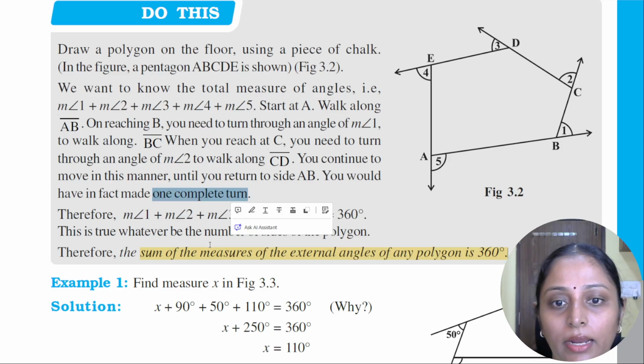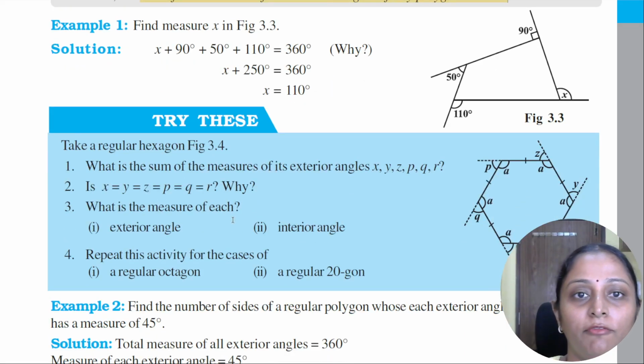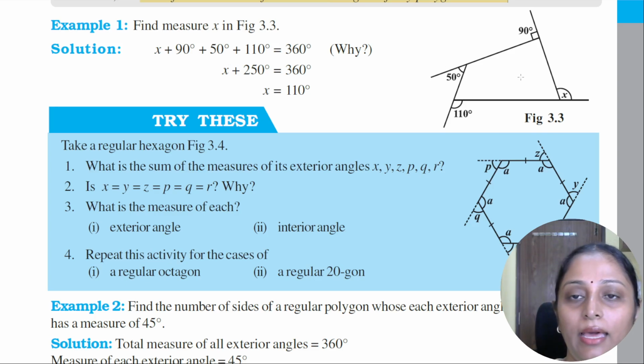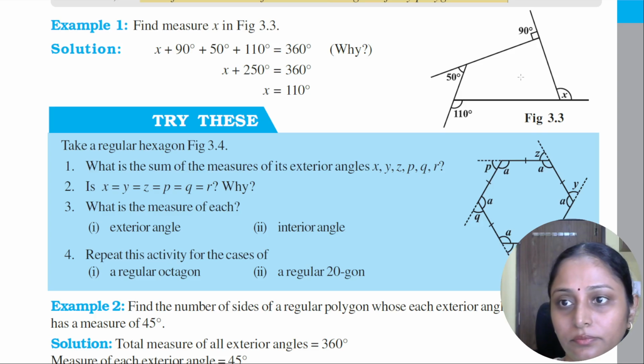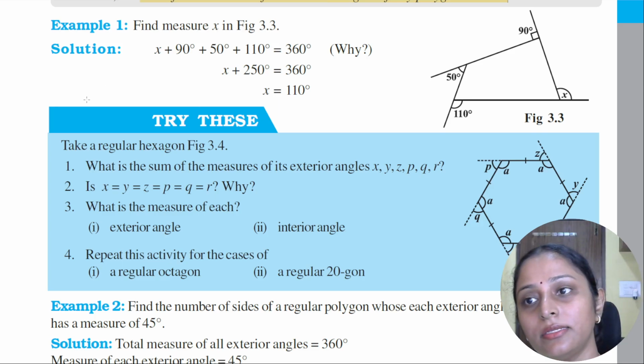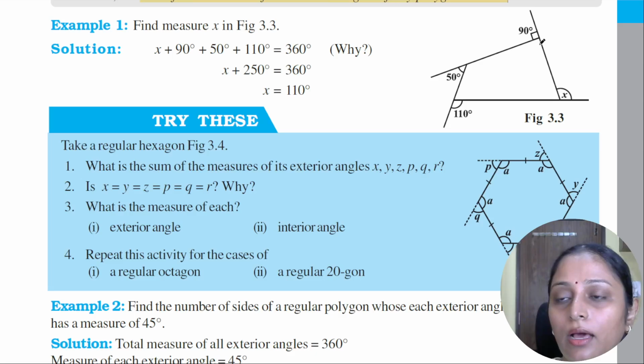Now, let's look at the example here. Find the measure x in this figure. We have a quadrilateral, that is, a polygon of 4 sides. Here, they have given us 3 of these sides. Just now we have looked at the result that the sum of the measures of all the exterior angles of any polygon is 360 degrees.